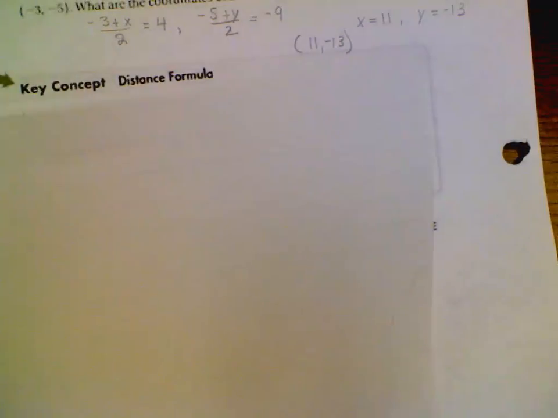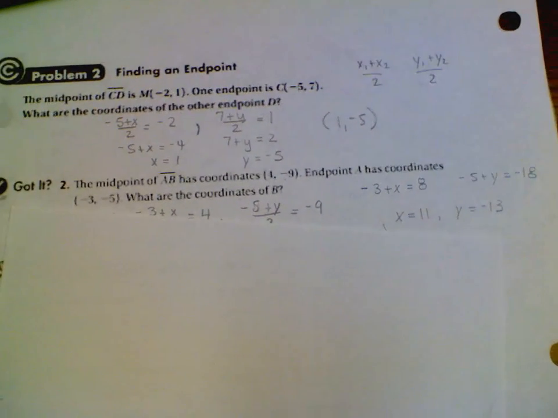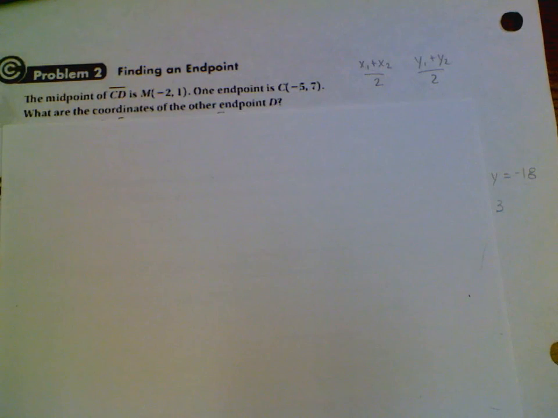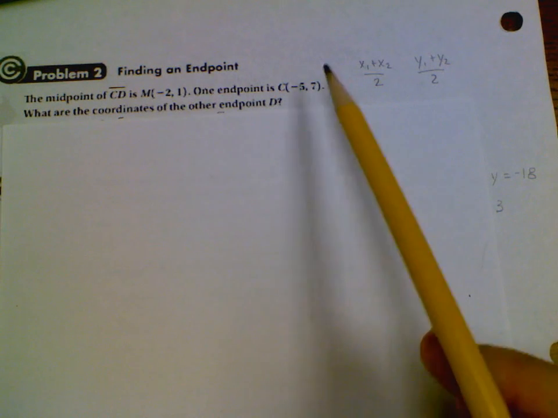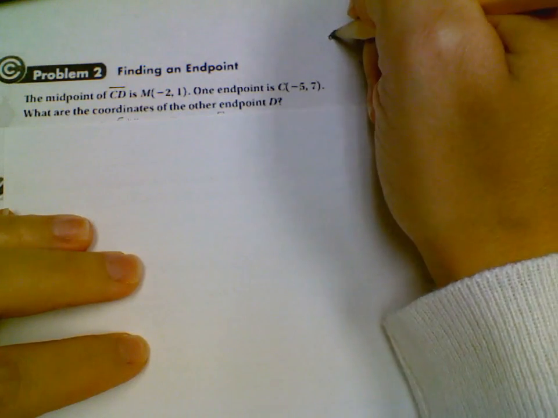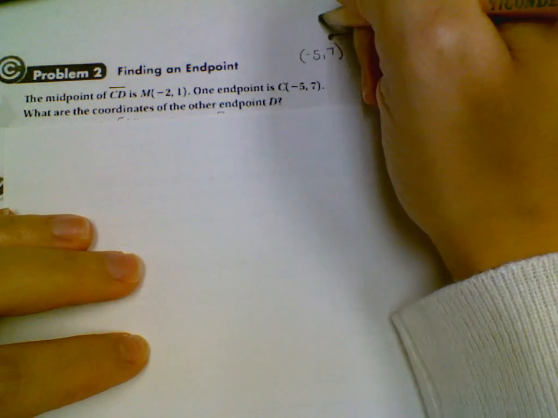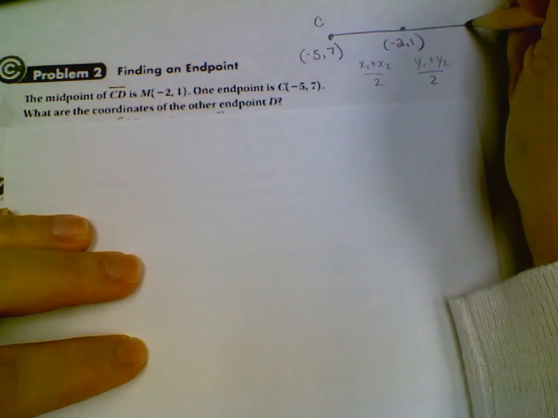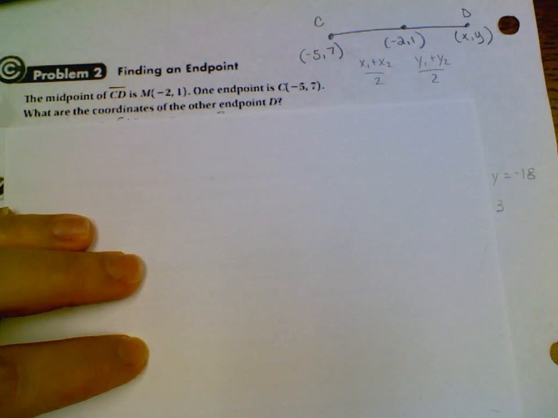Alright, then on the back side, the second example, you're still using the midpoint formula, but now you have to set up an equation in order to find the missing piece. So what this is saying is that you have a midpoint at -2, 1, and one of your endpoints is at -5, 7. So if I were to draw this out, we have an endpoint at -5, 7, and my midpoint is at -2, 1. My job is I have to figure out what is this other endpoint.